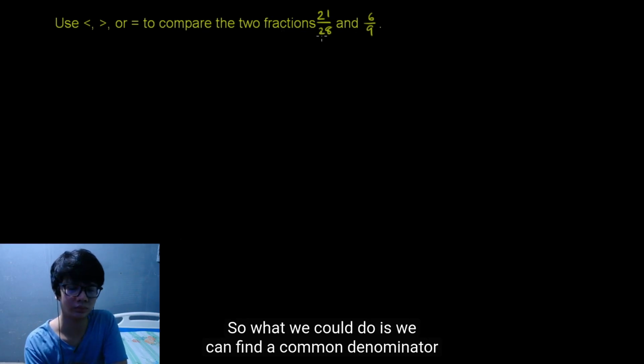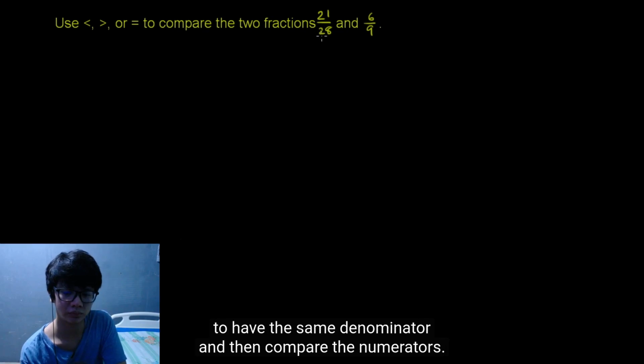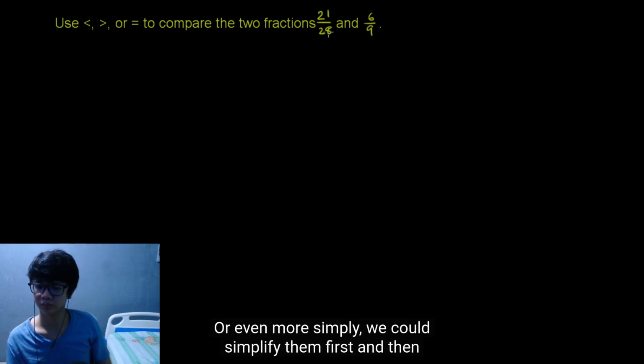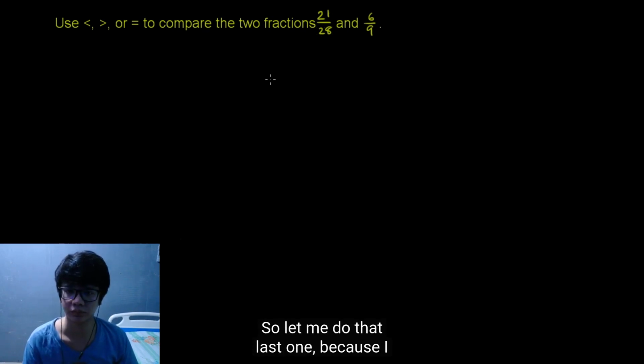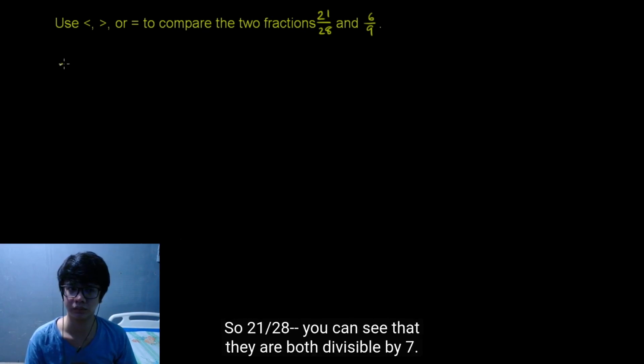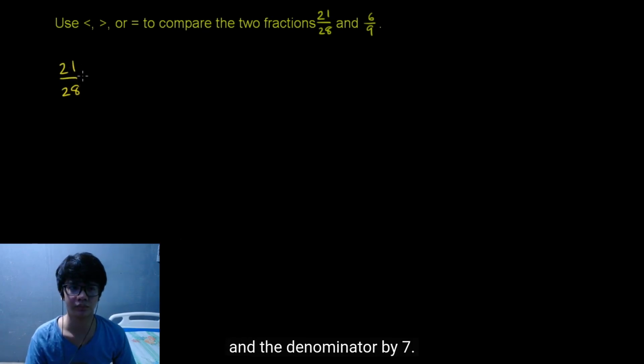So what we could do is find a common denominator for both of them and convert both of these fractions to have the same denominator and then compare the numerators. Or, even more simply, we could simplify them first. Let me do that last one, because I have a feeling that'll be the fastest way. So 21 over 28, you can see that they are both divisible by 7. So let's divide both the numerator and the denominator by 7.